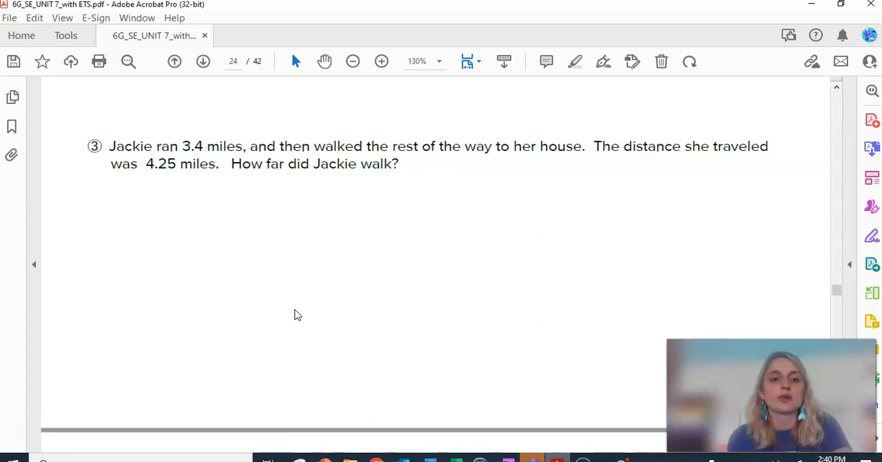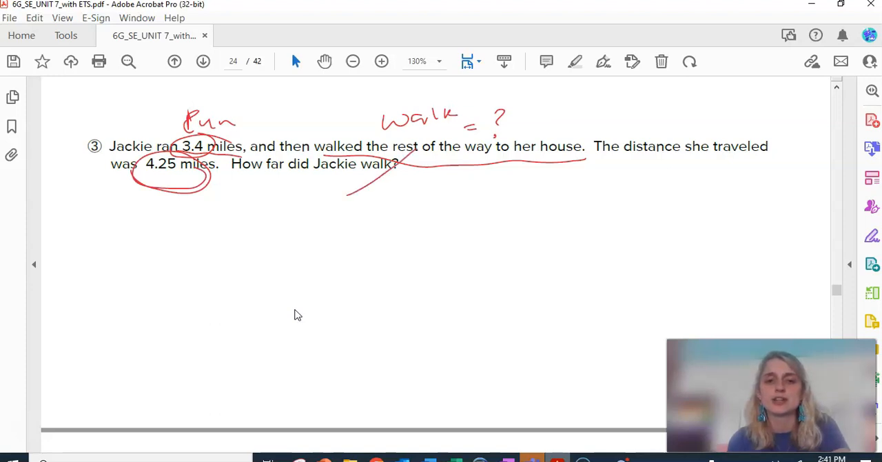Jackie ran 3 4/10 miles. Good for you, Jackie. That's a lot. And then she walked the rest of the way to her house. Okay, so this part is running. And this part is walking. We know this number. This number is unknown. We do know the distance she traveled, the total distance. So your job is to figure out how much she walked.